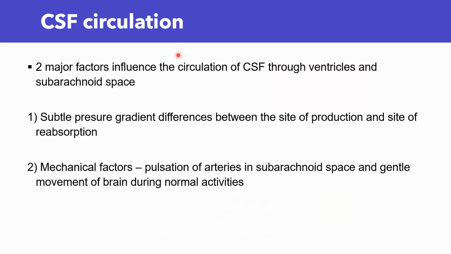There are two major factors influencing the circulation of CSF through the ventricles and subarachnoid space. Number one is a subtle pressure gradient, the difference between the site of production and the site of reabsorption. One side produces, one side reabsorbs, so it influences the movement of the CSF. Number two is mechanical factors: the position of arteries in the subarachnoid space and gentle movement of the brain during normal activities.